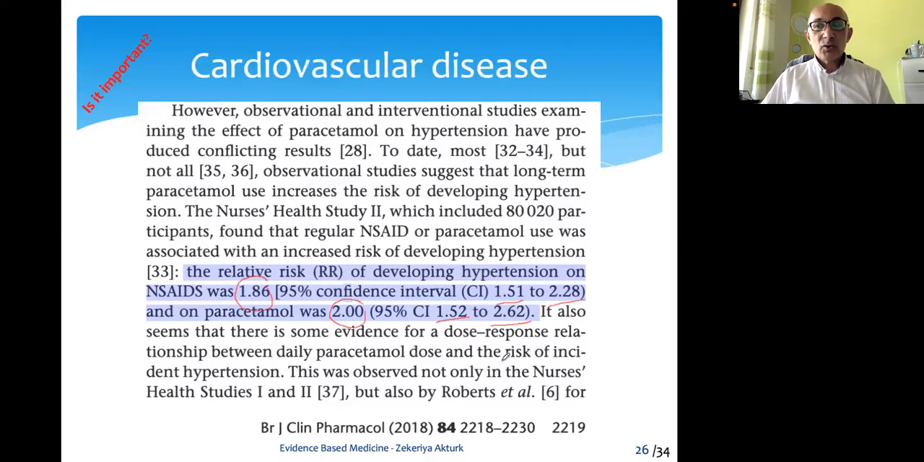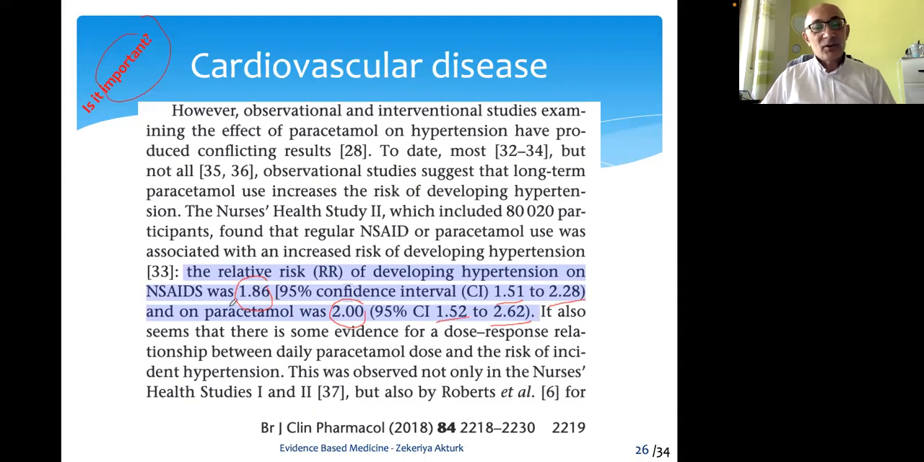What do these figures show you, considering the importance? Is this result important for you? How large is the relative risk? It is almost 2 for NSAIDs, and also for paracetamol, it is 2. And 2 times higher risk means, for me at least, clinically, it would mean something.